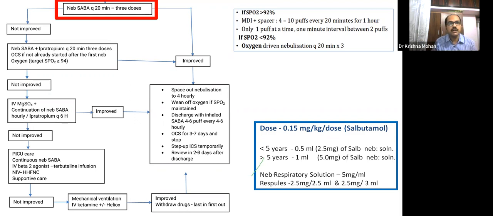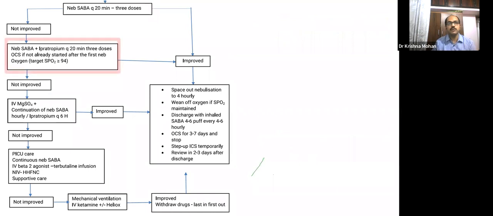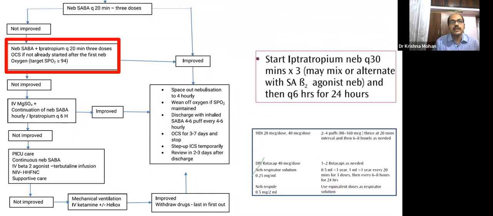And if the patient is not getting adequate response, then what will you do? Then you can think of adding the second drug, that is ipratropium bromide. You can either mix it along with the salbutamol, or you can give it intermittently. Every 20 minutes you give ipratropium bromide and salbutamol, either mixed or alternately, and you can give a total of 3 doses. Then after these 3 doses, at the end of 1 hour, you can give it 6 hourly, not more than 24 hours.